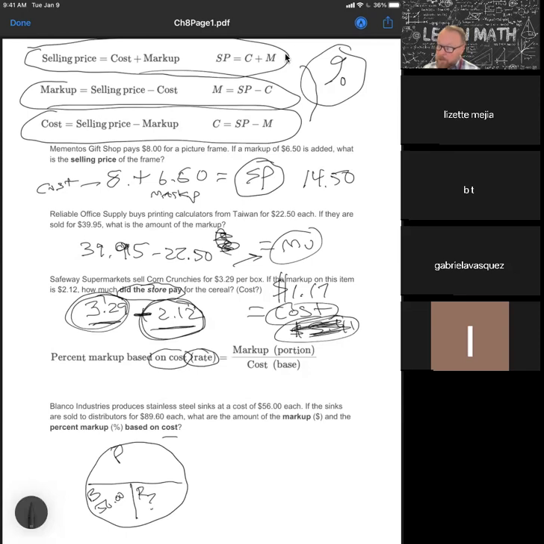I don't know what the portion is, but if I take the 89.60 and subtract the $56, that's going to give me my markup amount, right? 33.6. So $33.60 was my markup amount, or we could also call it my portion. I just need to divide 33.60 by 56, and that gives me my percent of markup. 60%. So it's a 60% markup. Are you with me on that?